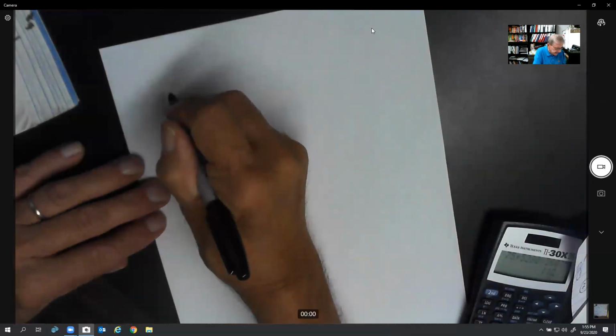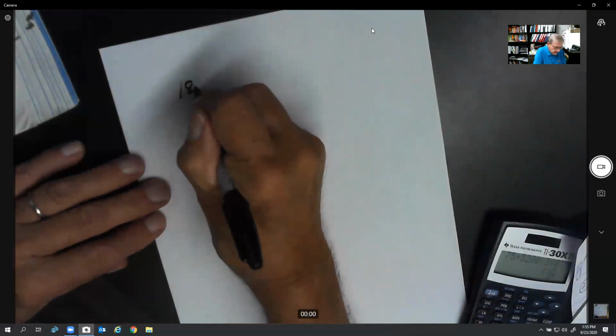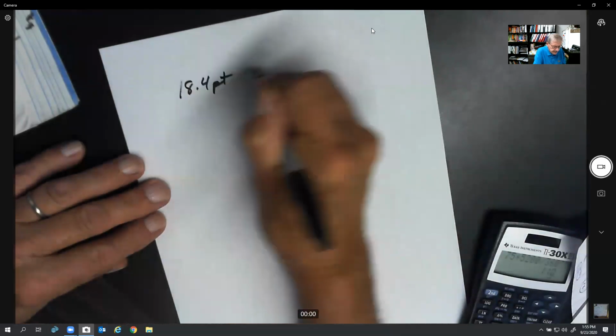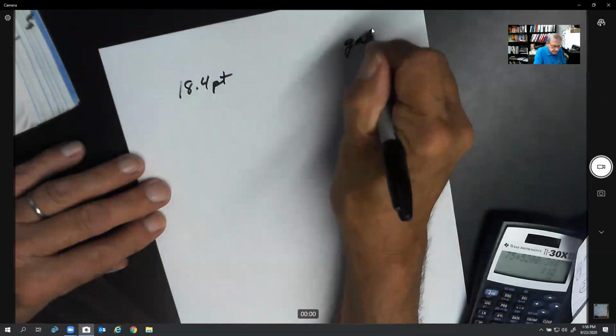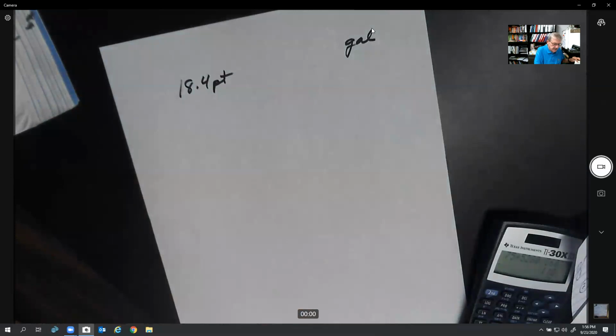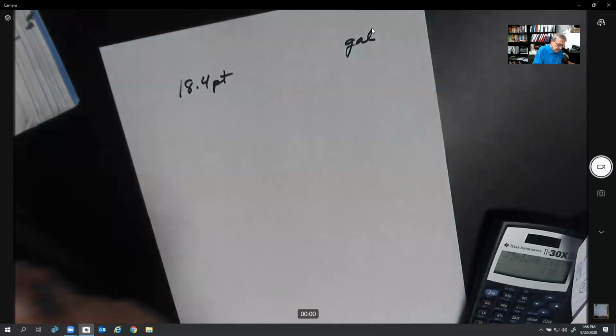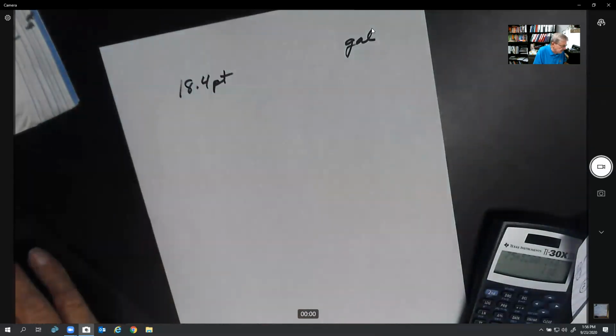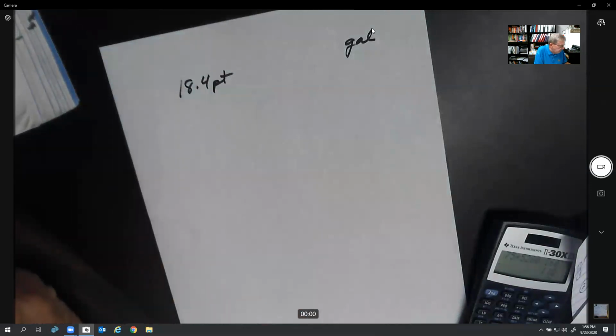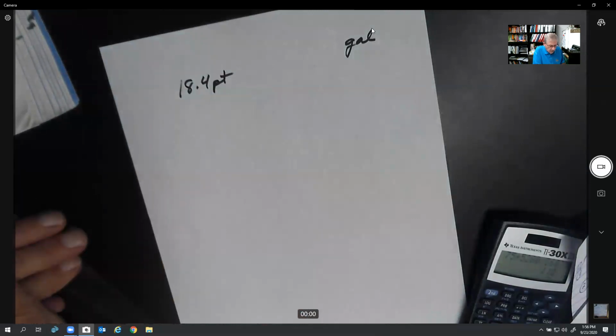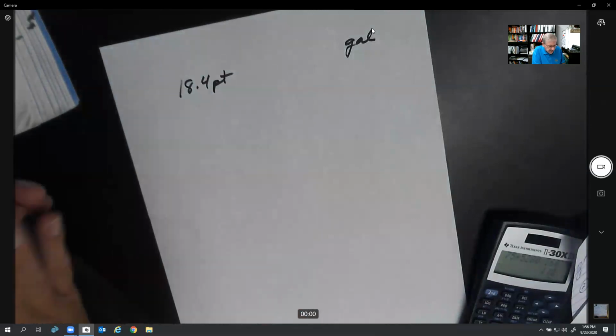Let's change, I think this one's kind of hard. 18.4 pints, number 9, to gallons. So that one to me seems kind of hard. I know, small to big, divide. But let's look over here. Do they have the conversion? One gallon is 4 quarts, and 1 quart is 2 pints. So we're going to have to convert over to quarts and then quarts to gallons.